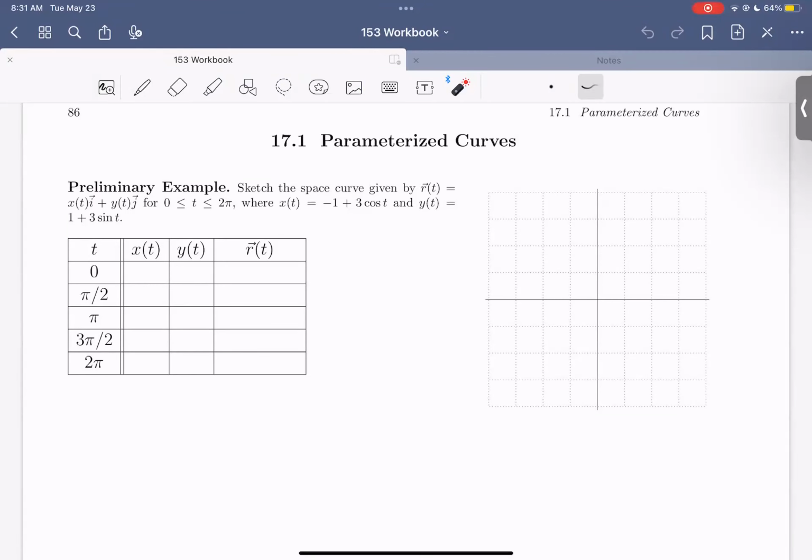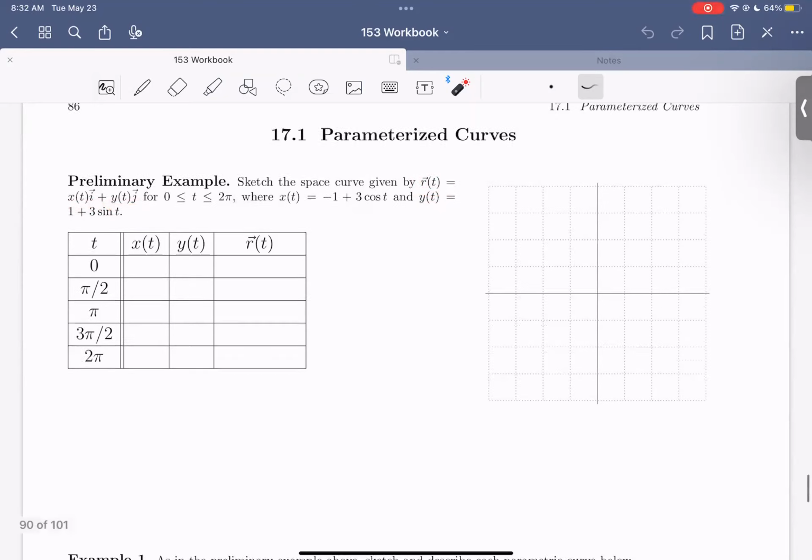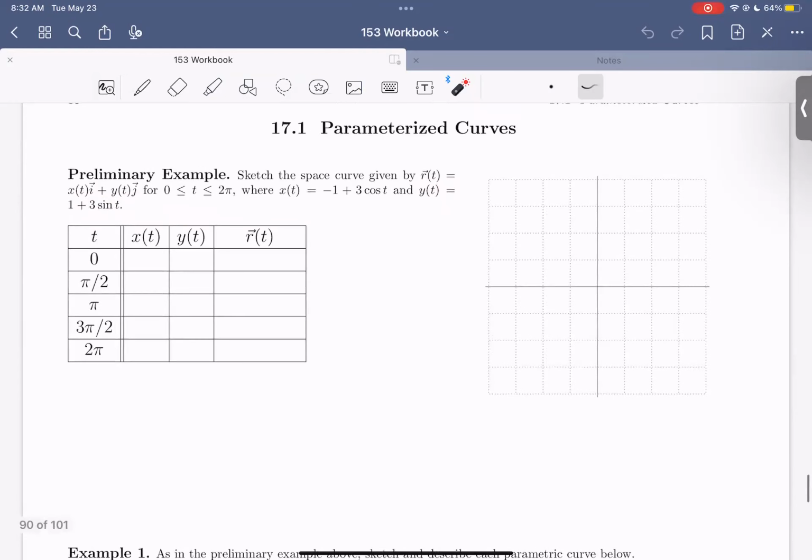So first, let's sketch the space curve, a curve in space, given by the function r of t equals x of t i plus y of t j, for t going between 0 and 2 pi, where x of t is a function given to us by -1 plus 3 cosine t, and y of t is a function given to us by 1 plus 3 sine of t. Let's fill in this table, and then we'll draw our curve to help make sense of what this object is.